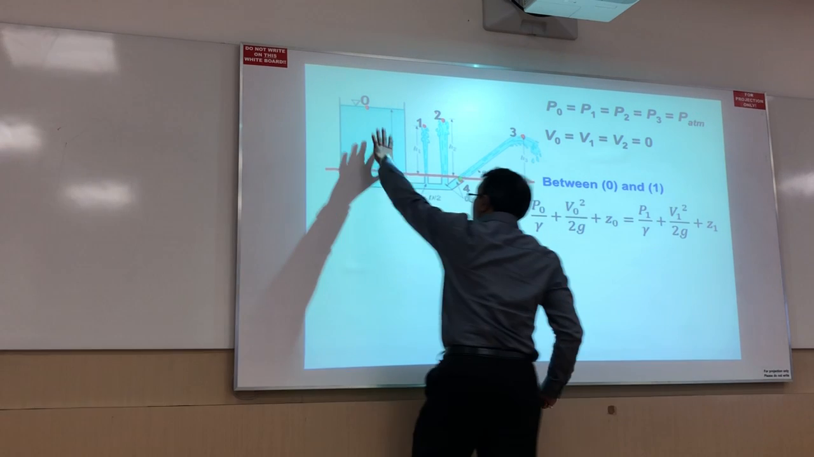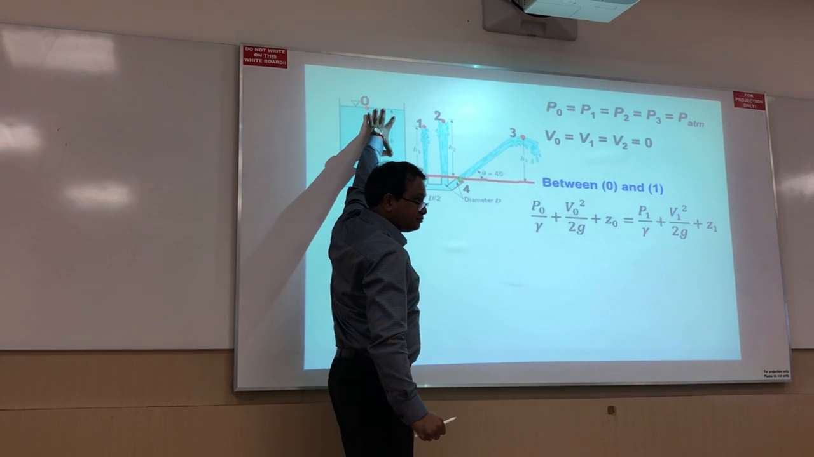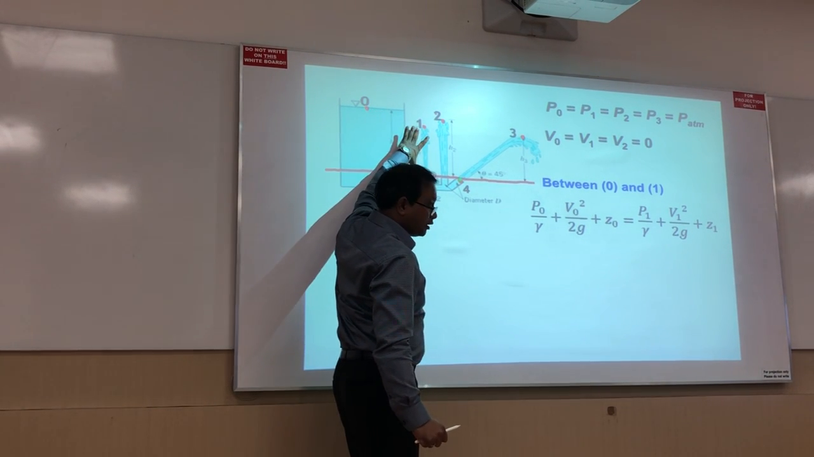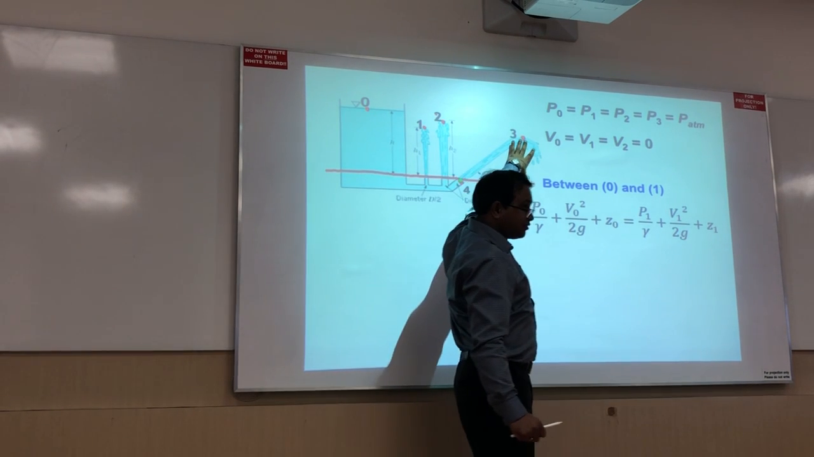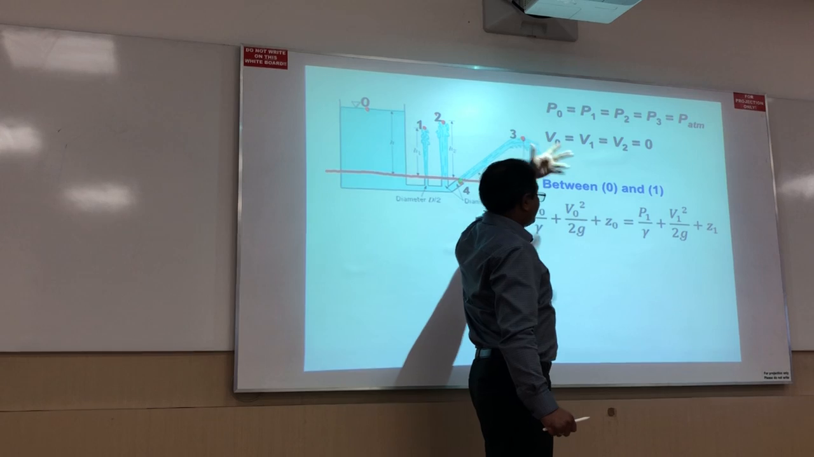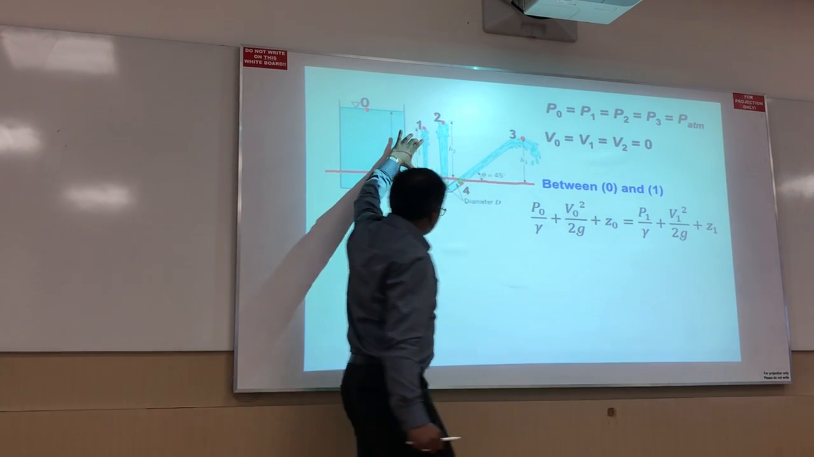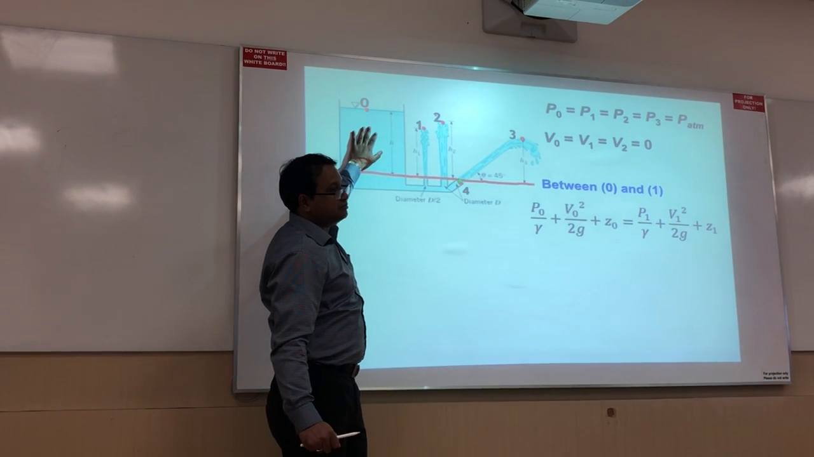The distance from here to here is Z0, right? From here to here is Z1. From here to here is Z2, right? From here to here is Z3. So I can write H1 becomes H. This is the answer.